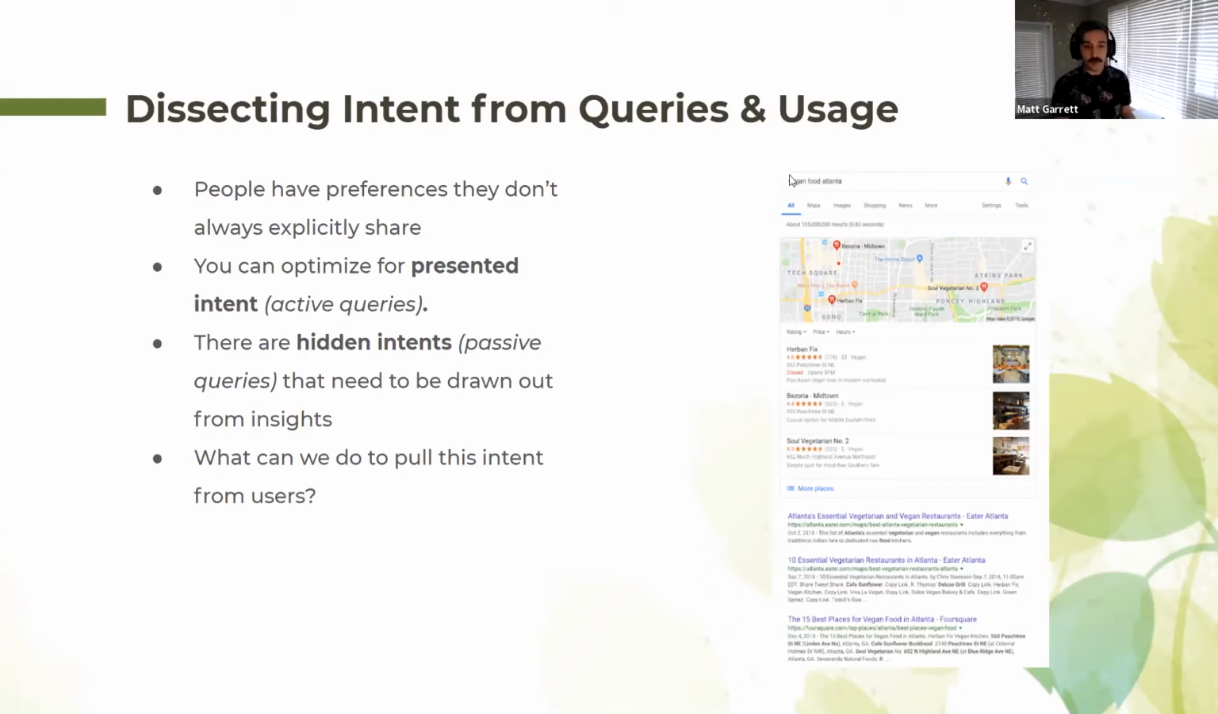Because if something is closed, vegan food Atlanta, maybe I want to find a restaurant for tomorrow, but I'm probably trying to find food for today. So if it's closed, I can't order from them. So those are just some things to think about when people have these intents in the backs of their heads. How can you satisfy that information without them explicitly asking for it?